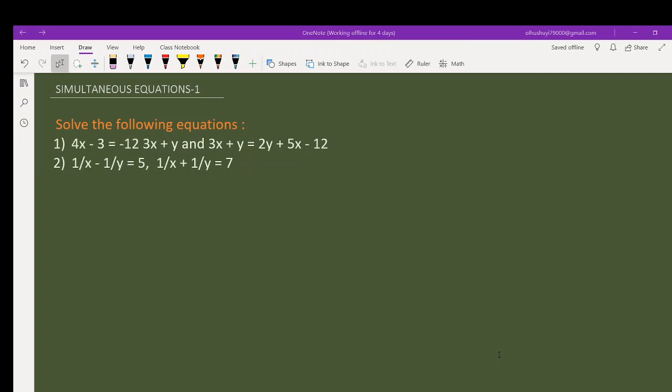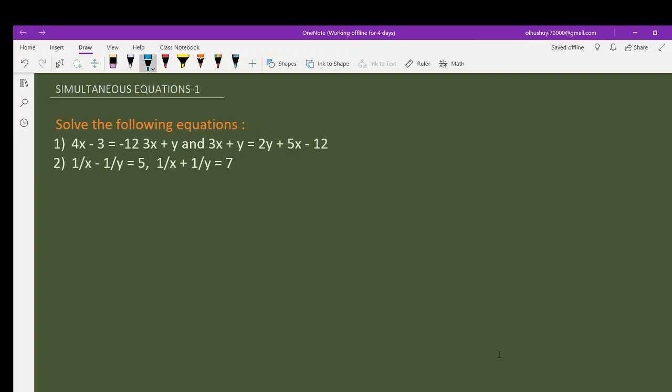We'll be considering simultaneous equations, and this will be one of the series on simultaneous equations. Here we just have two linear simultaneous equations, such that the power of the variable is one. Subsequent videos will have one linear and one quadratic, or one linear and any other polynomial equation. So let's start with the first one.